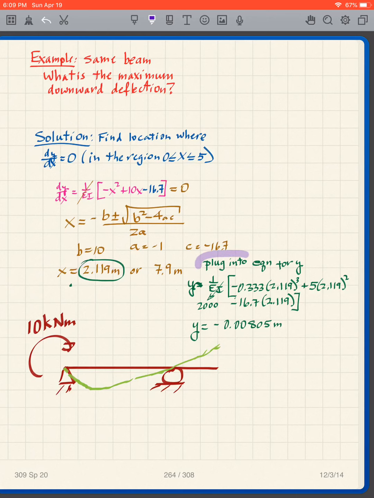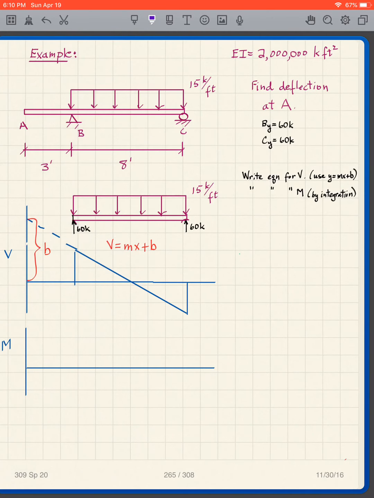Then I need to plug that into the equation for y. We developed the equation for y, and I simply plug this value of x into it, and multiplying it all out, we get y is equal to -0.00805 meters. And again, notice that this 2.119 is not halfway. Halfway is 2.5. So our intuition was right that the bending is going to look more pronounced at the left side. We get more deflection at the left side of this beam. All right, I'll do this next time.